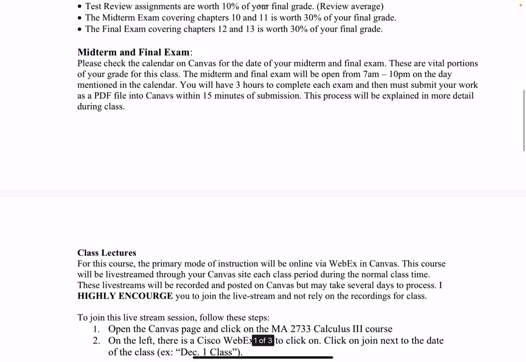You'll see right here on the midterm and the final exam, more information about that. I'll allow y'all to read through that on your own. But just note that the calendar that I'm going to show in just a minute has the dates of the midterm and the final. Those are the days you have to take those exams, no exceptions, because this is technically a synchronous online class.